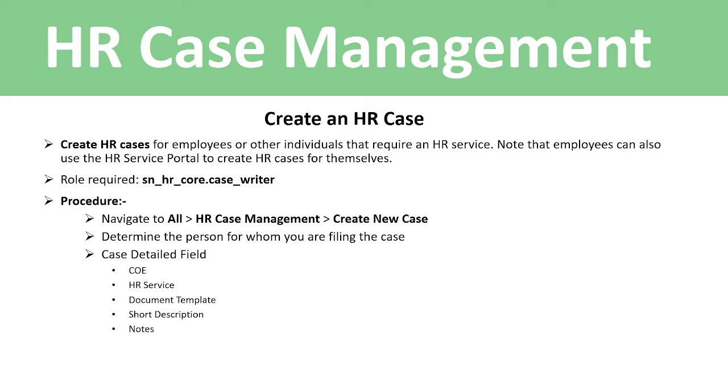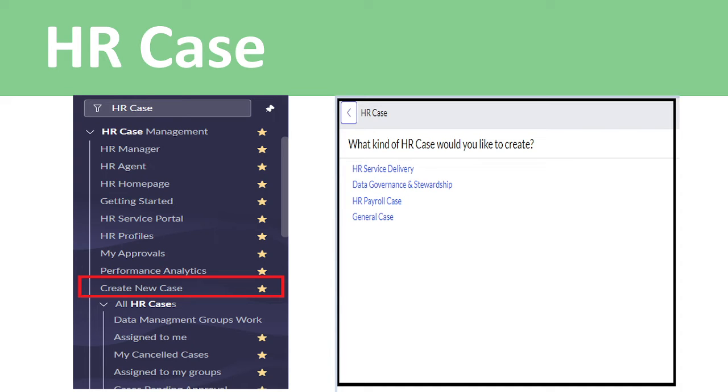So navigate: go to your personal development instance or a company instance, whatever you are working on, and in the left side navigator bar search for HR case management, where there is an option to create a new case. Click there and provide the basic detail fields like COE structure, HR services, document templates, short description and notes. After you provide the information, submit the case and it will generate the case number. This is the screenshot I have attached for your reference. You go to the left side navigator bar, then search for HR case, and there you can see create new case. I have set this as my favorite.